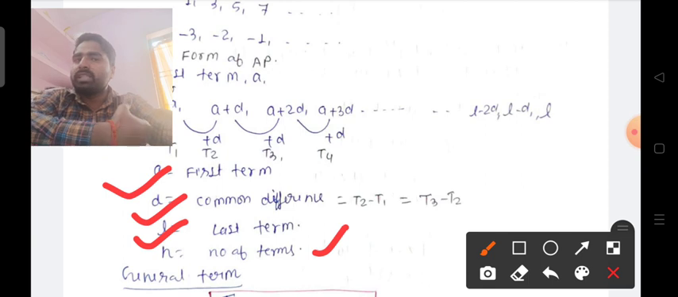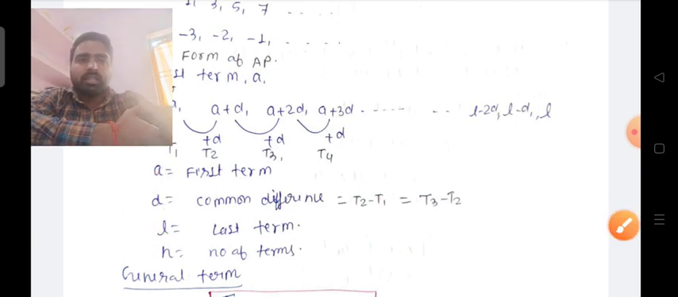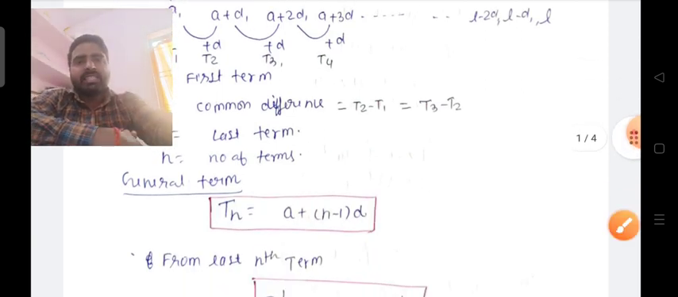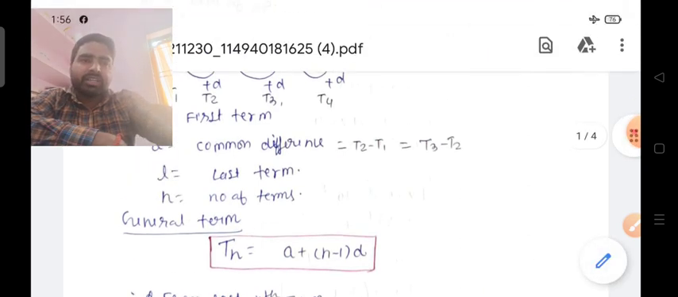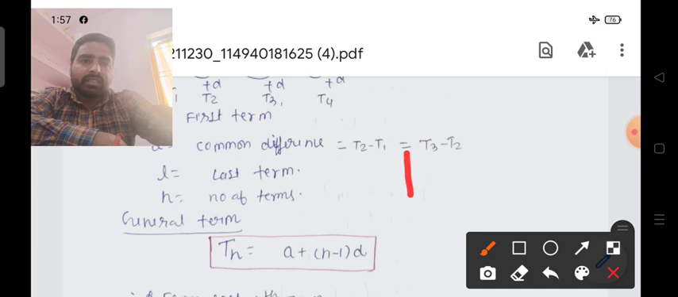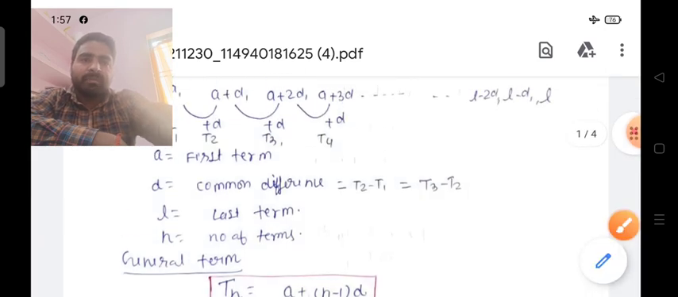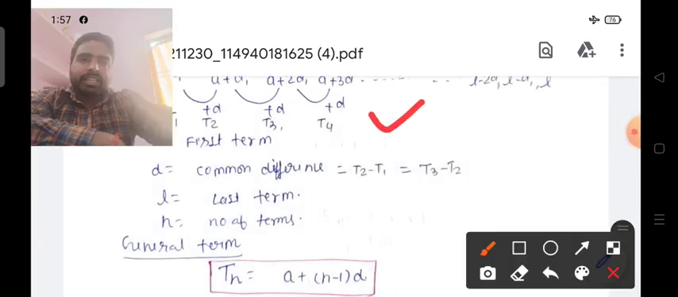Then what will be the general term? General term means Tn. T means term, N means nth, then the nth term will be a plus n minus 1 into d. This is from the series we are watching here, if this series will be a plus 3d.